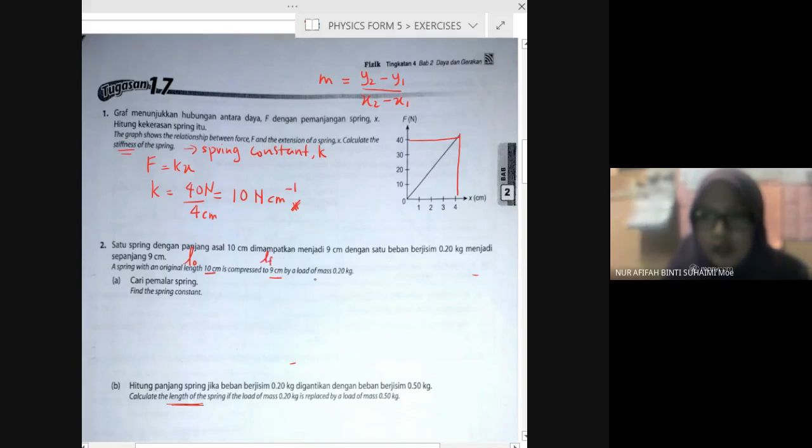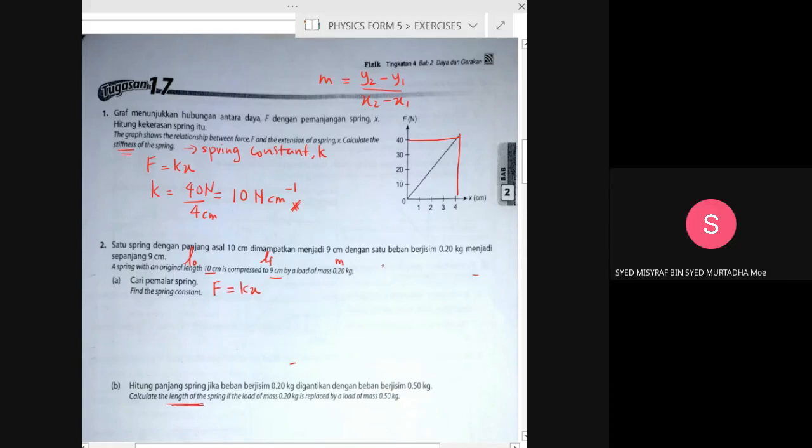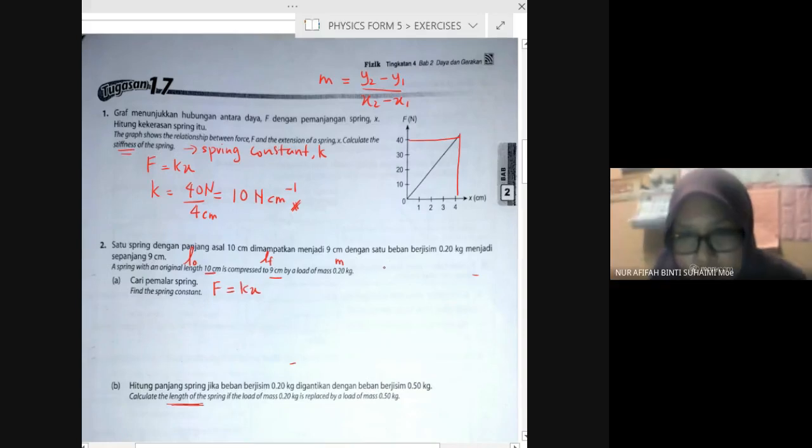But a load of mass 0.2 kilogram. This one is mass, not weight. So, A, find the spring constant. We don't have a graph, so we use the equation F equal to kx. So, how to find the spring constant? What is F? How to find F here? Macam mana nak cari F? L0 minus LF. That one is X.